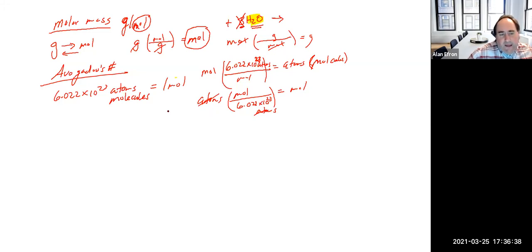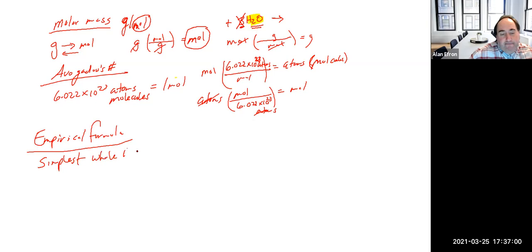We also talked about formulas and how to calculate certain types of formulas. One type of formula is the empirical formula. And that really is the simplest whole number ratio of what's present.